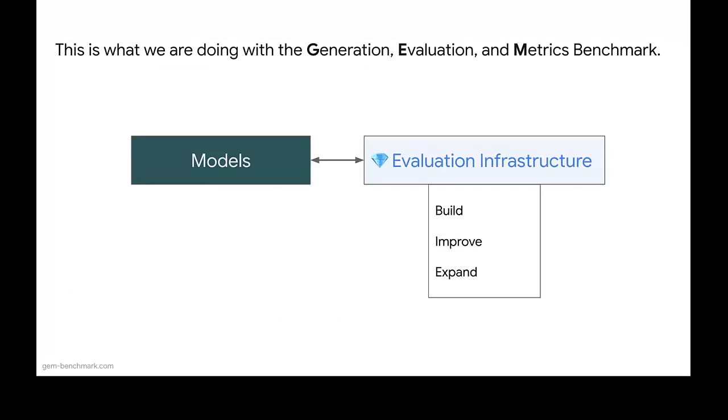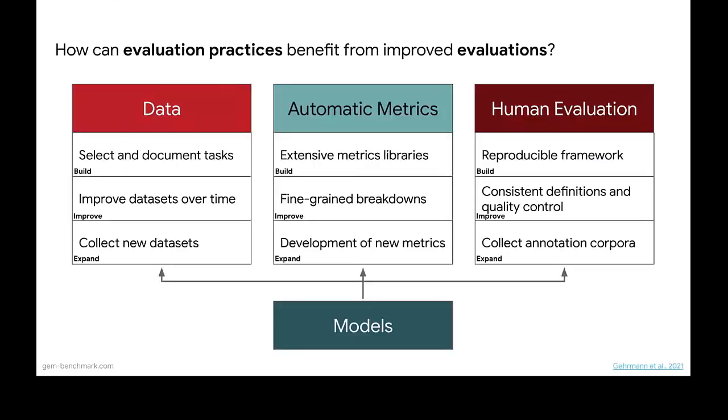And the way we try to position ourselves is to build evaluation infrastructure by following this build, improve, and expand strategy, where people who build models just interact with the infrastructure. And as contributors and participants in GEM, which we're running as a participatory framework where anyone can sign up to participate, we have these 3 axes. On the data front, we're selecting and documenting tasks as the basic building block. We improve these data sets over time by fixing issues, by filtering them, by creating new splits, new challenge sets.